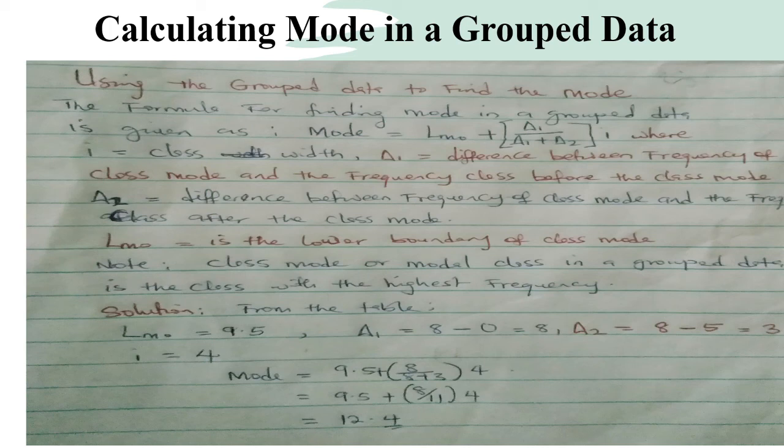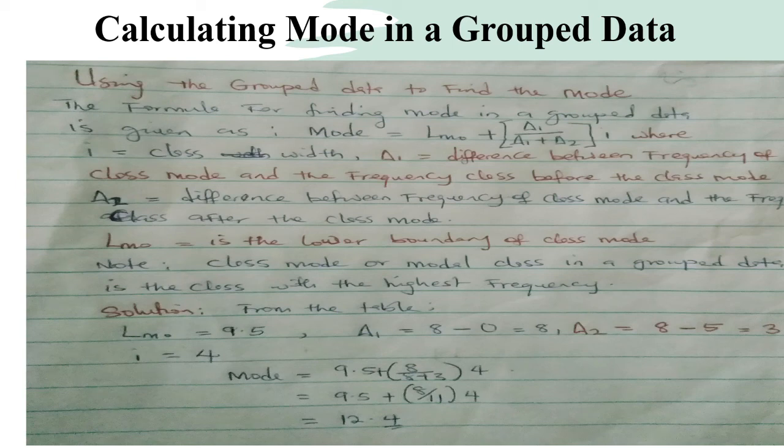Our change in 1 is the difference between the frequency of the class mode and the frequency of the class before the class mode. So our frequency of class mode is 8, and since we don't have any frequency before the class mode, we use 0. That 8 minus 0 is 8.